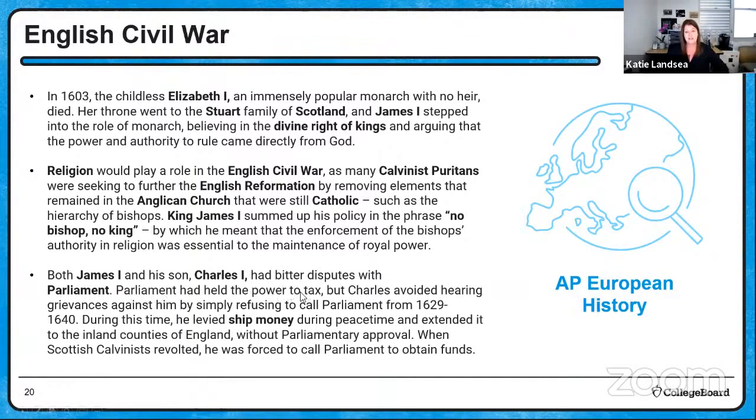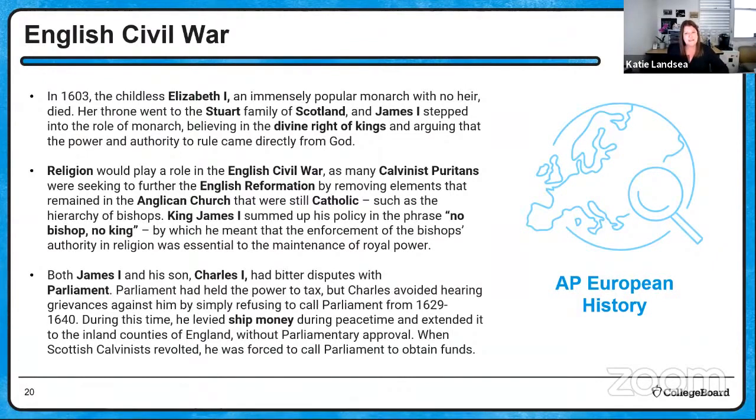So Parliament held the power to tax. And that's really important, because neither James nor Charles wanted the Parliament to have that power, but that's something the Tudors had pretty well established. Charles avoided hearing grievances by simply refusing to call Parliament, and he didn't from 1629 to 1640.